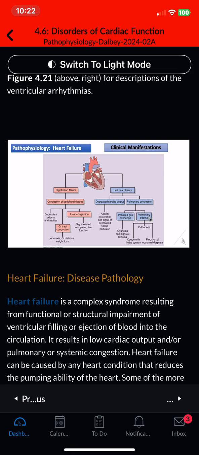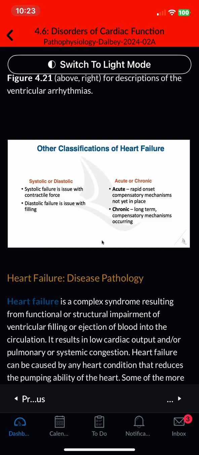There's also pulmonary edema, and with that we will have patients that will have a cough, orthopnea, which is when we'll have shortness of breath when they're lying down, and paroxysmal nocturnal dyspnea, which is like a severe cough and shortness of breath. Generally it happens at night when a patient is lying down and sleeping, and it awakens the patient, and it can be very anxiety causing.